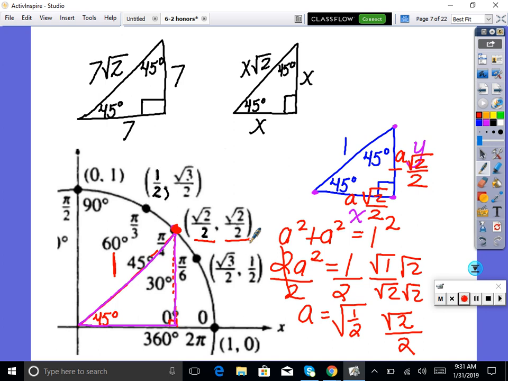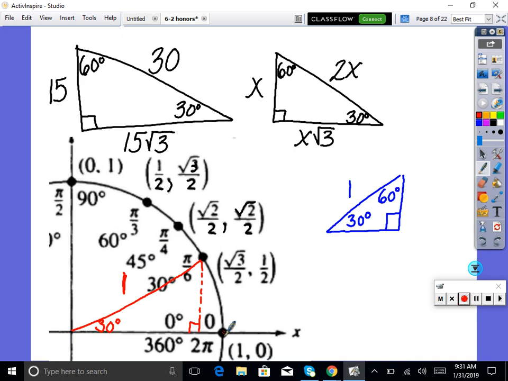Okay. Now you're not going to want to have to recreate this every time. I'm going to give you another way of memorizing how to fill this in, but I'm just showing you where it comes from, like why it's root 2 over 2, algebraically. Okay. Let's now look at, instead of 45 degrees, the 30 degree special right triangle, 30, 60, 90.